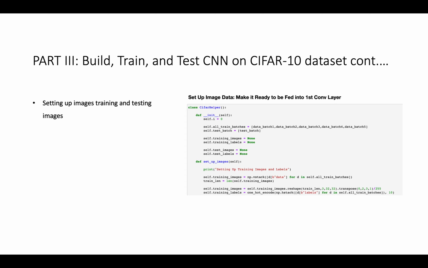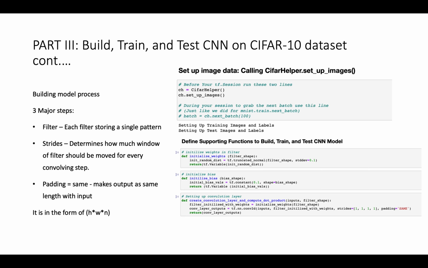Here comes the code, in which it is image data. We need to make it ready to be fed into the first convolutional layer. So here we are setting up images for training and for testing as well. So the next part, after finishing setting up the images for training and testing, is the major part, the model building process.